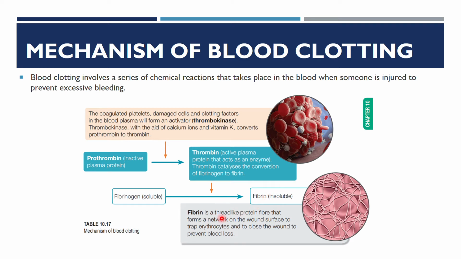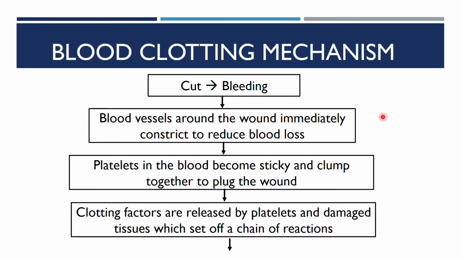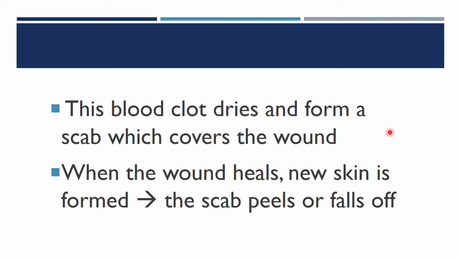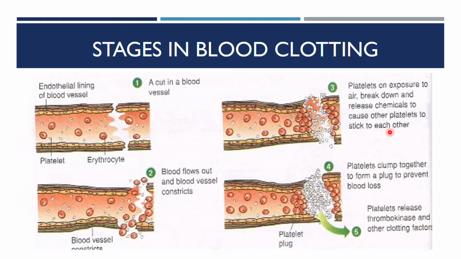So fibrin is like a network of protein fiber that forms a network on the wound surface that will trap the erythrocytes to close the wound and hence prevent blood loss. Now these are the steps or the mechanisms of the blood clotting mechanism. Right, so these are the stages, the summary in blood clotting.